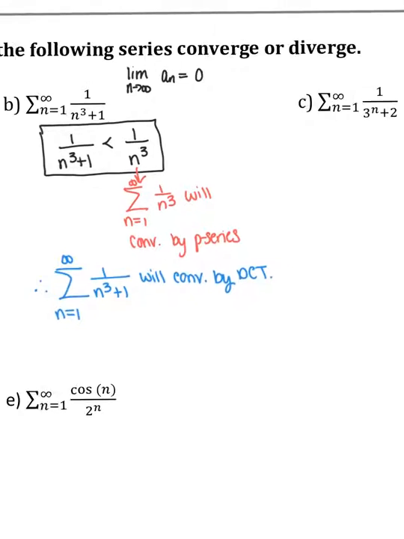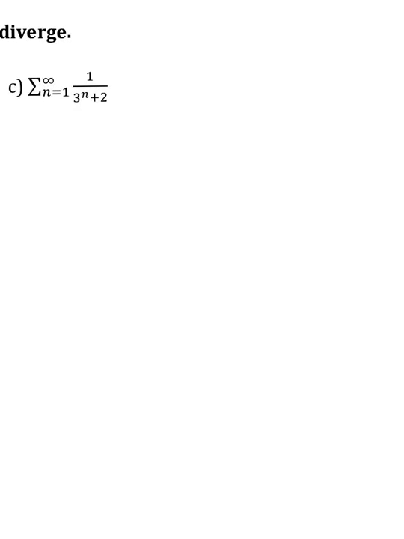Let's take a look at my next example. Here I have the series n equals 1 to infinity of 1 over 3 raised to the n plus 2. So I'm spot checking the nth term test for divergence. That limit as n goes to infinity of a sub n is indeed 0. So I'm good to move on. It's not going to be geometric because of that plus 2. So I'm thinking a comparison, and I'm thinking a similar order comparison.